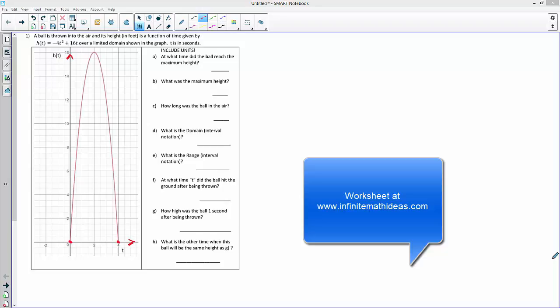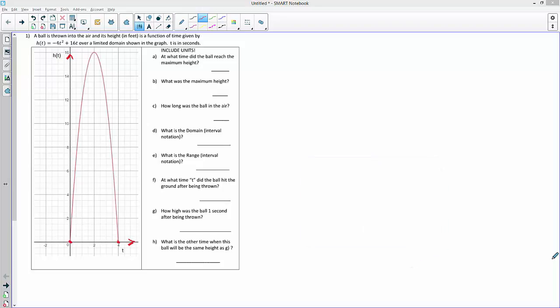Okay, so the first problem: a ball is thrown into the air and its height in feet is a function of time given by h of t equals negative 4t squared plus 16t over a limited domain shown in the graph. T is in seconds, all right? We want to graph this function, but it's already graphed for us, so we don't have to worry about it. The big thing to notice is that down here, the parabola ends. It normally would keep going, right? The parabola ends, so it's going to affect our domain.